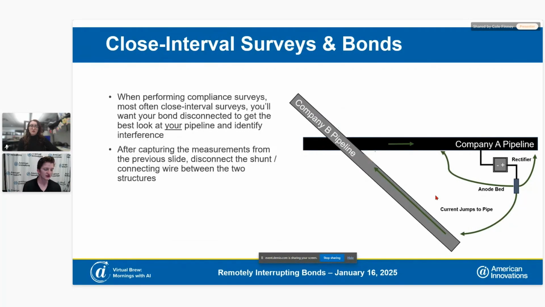So now this is what you're looking at here. There's no more interference bond. You'll just purely have company A's, in this case your company's, pipeline. You'll want to be performing the survey on your pipeline with your interruption cycle set by your portable interrupter, like your Micromax, or if you're using a bullhorn remote monitor, setting up your interruption cycle that way. Once you disconnect the bond, you're going to go ahead and perform your close interval survey as normal.